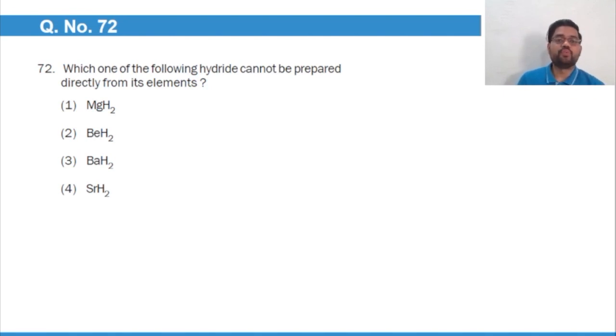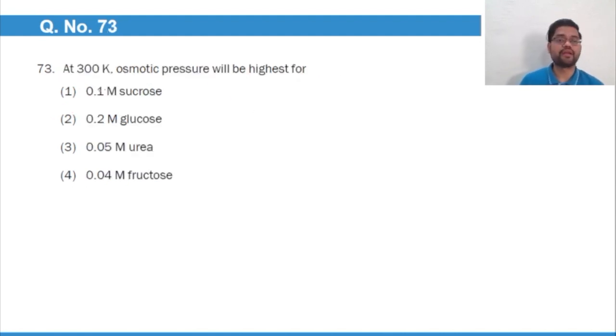Next, which one of the following hydrides cannot be prepared directly from its element? You should know this thing, that is beryllium hydride, and hence option number 2 will be the right answer. These are something that you have to remember, memory based questions.